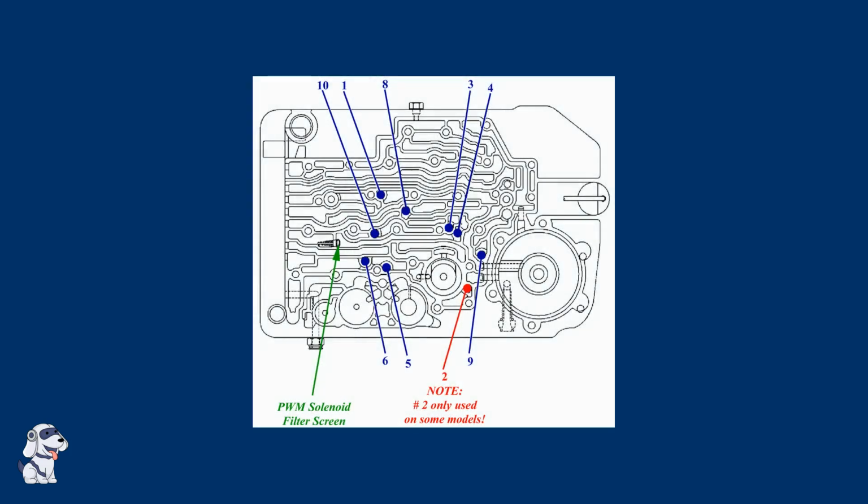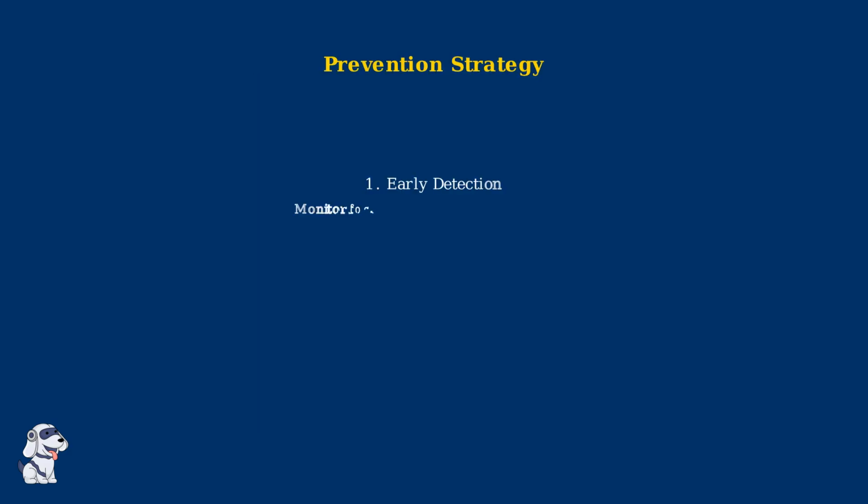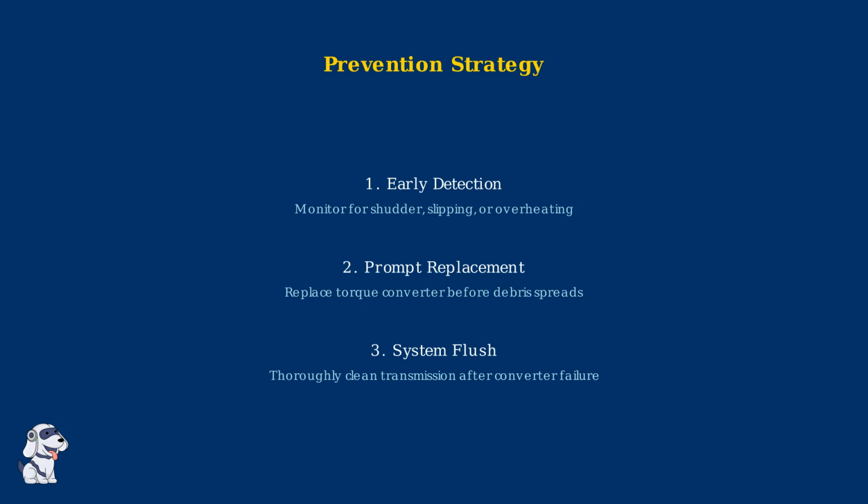This detailed valve body diagram shows the critical filter screens and passages that become clogged with debris. Notice the PWM solenoid filter screen highlighted in green. This is often the first component to fail when contamination occurs. The key to preventing this cascade of damage is early detection and prompt action. When torque converter issues are identified, immediate replacement prevents contamination from spreading throughout the transmission system.